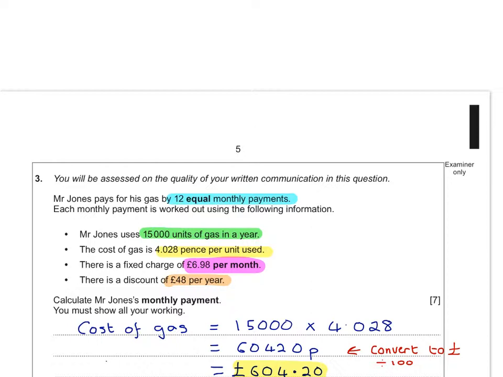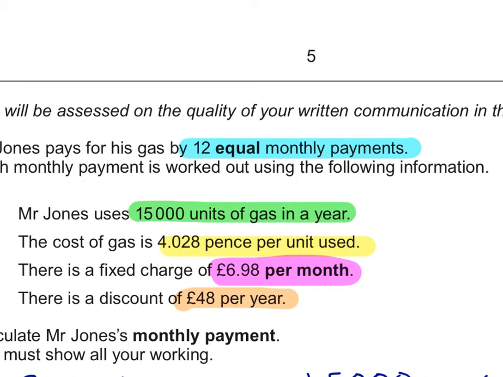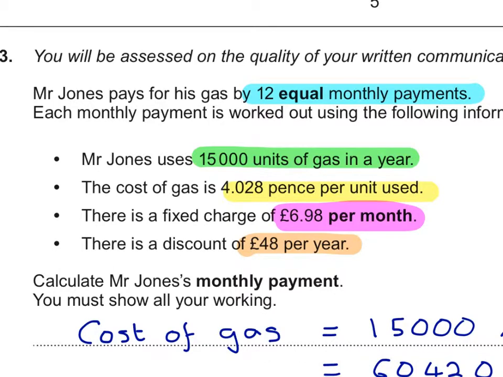So Mr. Jones uses 15,000 units of gas in a year. The cost of the gas is 4.028 pence per unit used. There's a fixed charge of £6.98 per month, and there's a discount of £48 per year. So the way I did this is I just took information bit by bit and just worked it out. And again, because it's QWC, you don't have to go to town on the words. And for me, to show myself what I'm doing, I like to write it as I'm doing, otherwise I'm going to lose track of it.